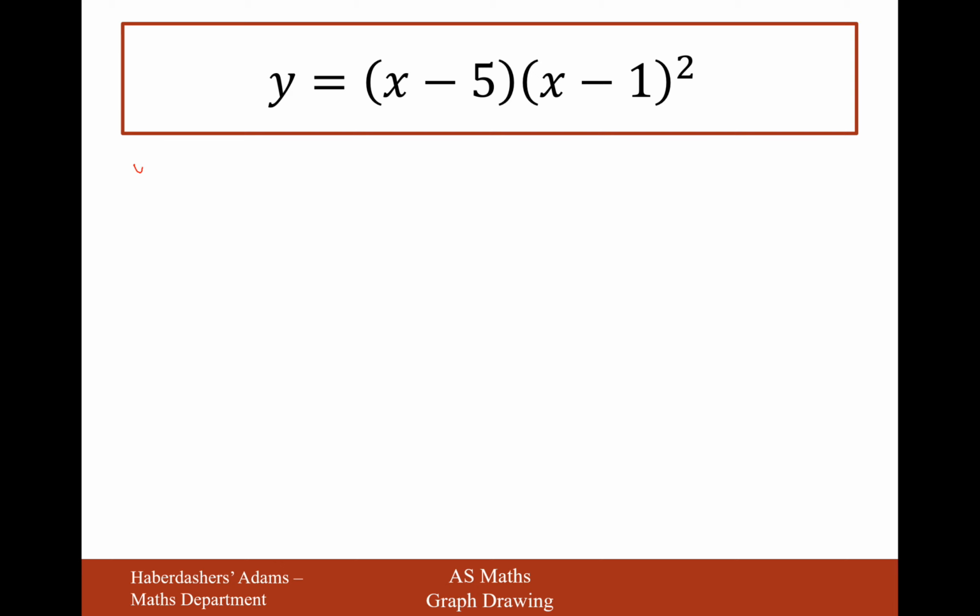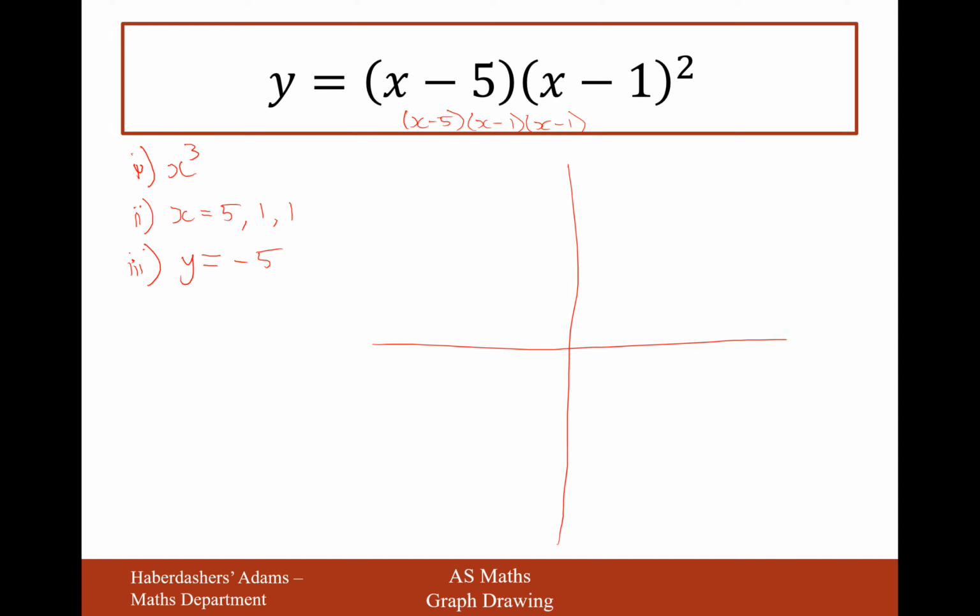So let's start with, it looks like an x cubed shaped graph. It's got solutions at x equals 5, 1 and 1, or 1 repeated. It's going to look like x minus 5, x minus 1, x minus 1. So the y-axis intercept is going to be at -5 times -1 times -1, that's -5.